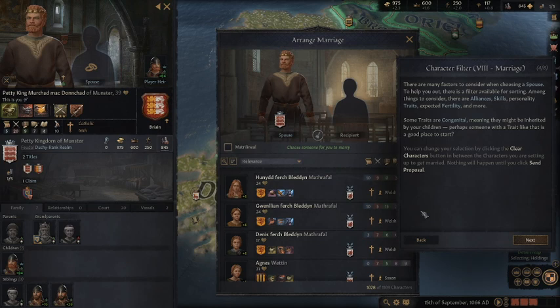There are many factors to consider when choosing a spouse. To help you out, there's a filter available for sorting. Among things considered are alliances, personality traits, skills, expected fertility, and more. Some traits are congenital, meaning that they might be inherited by your children. Perhaps someone with a trait like that is a good place to start. Or you can change your selection by clicking the Clear Characters button in between the characters you are setting up. If you get married, nothing will happen until you click Send Proposal.